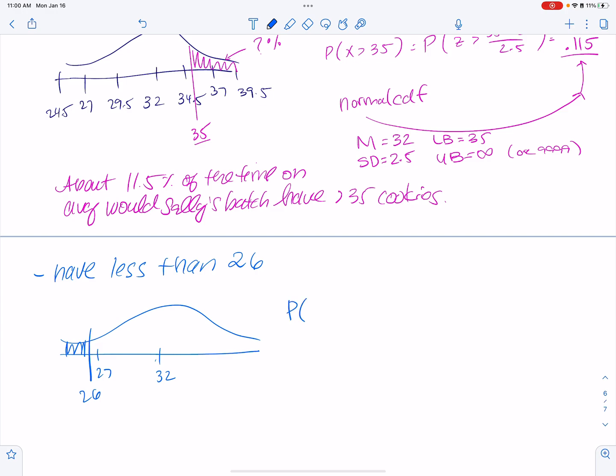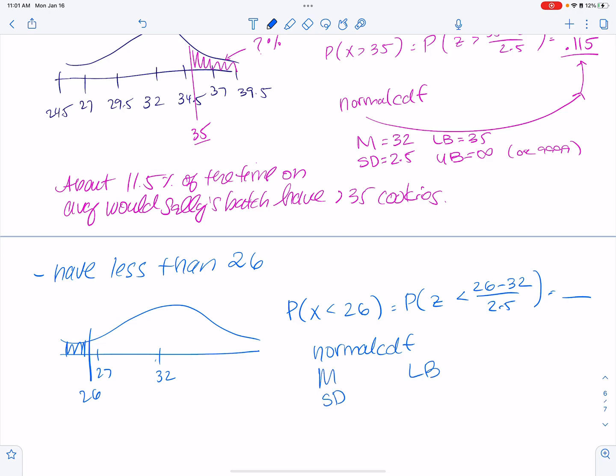And I would write my probability statement: X less than 26. Z is going to be 26 minus 32 over 2.5. And you do normal CDF. And the mean and standard deviation would be the same here. The change would be the lower bound would be negative 9999, and the upper bound would be 26. Okay, and then you would come up with everything else the same.